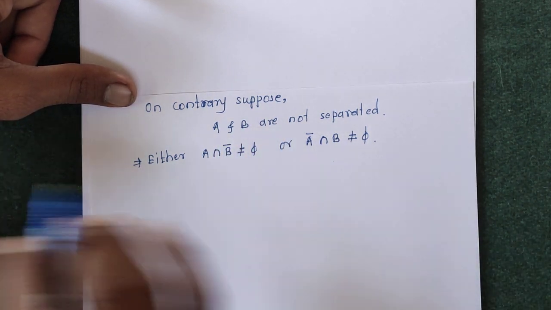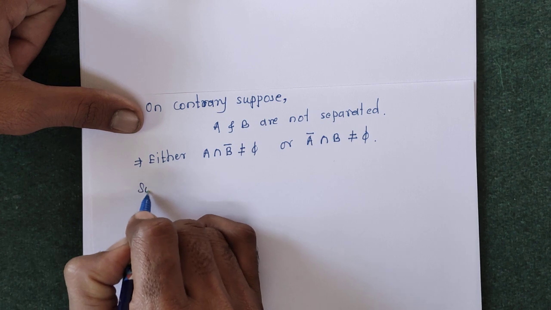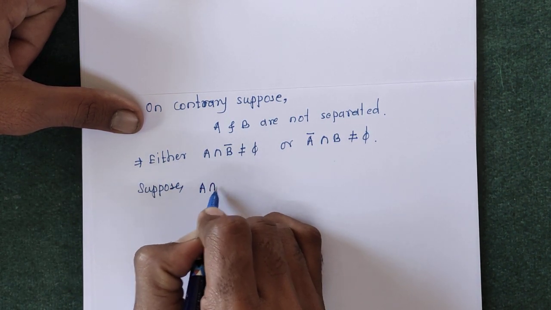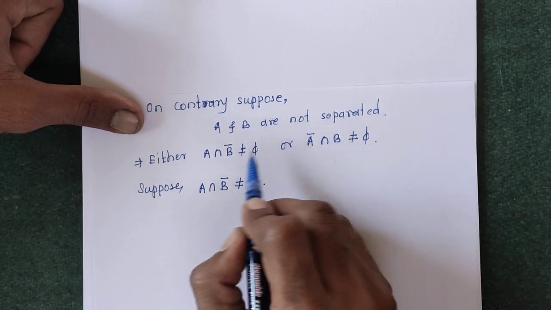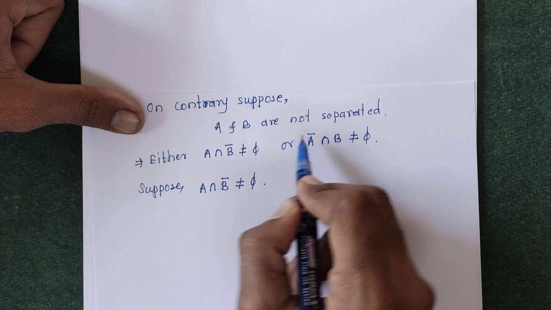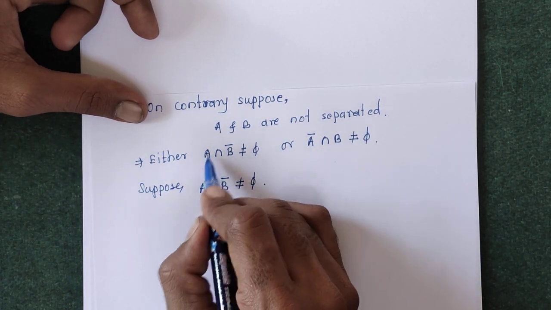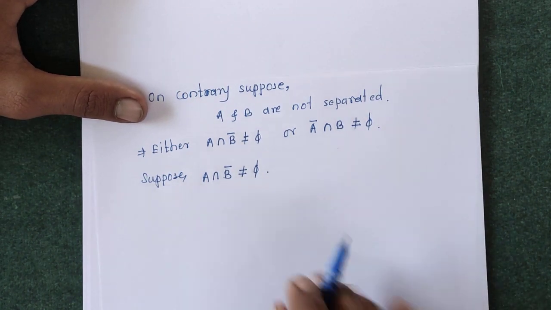Then we say that A and B are not separated. So we will suppose the first condition fails. Without loss of generality, we will suppose A intersection B closure is not equal to phi. In the general case, we cannot say that either this fails or that fails. So suppose A intersection B closure is not equal to phi, that is, their intersection is non-empty.